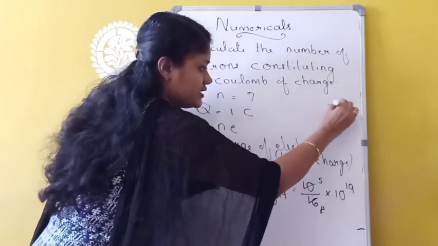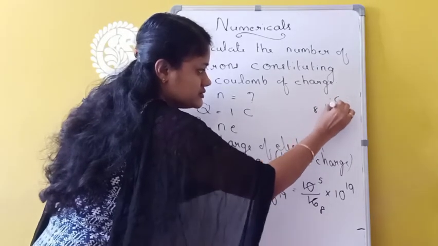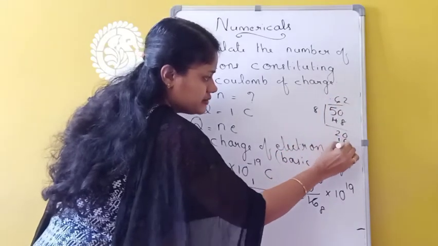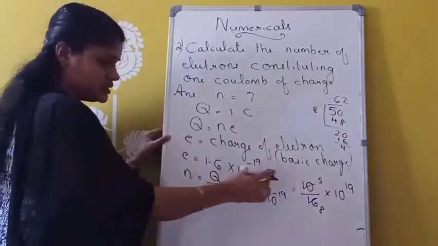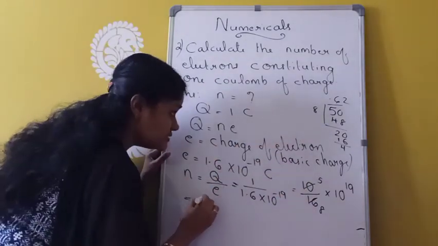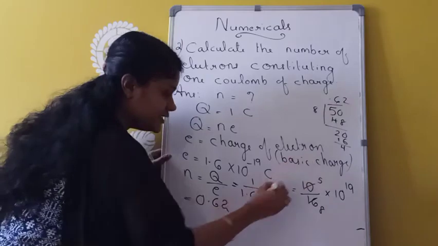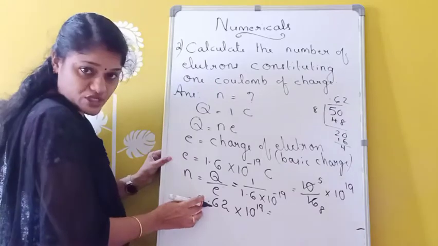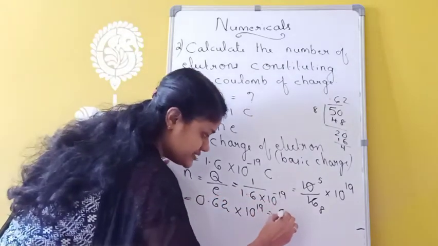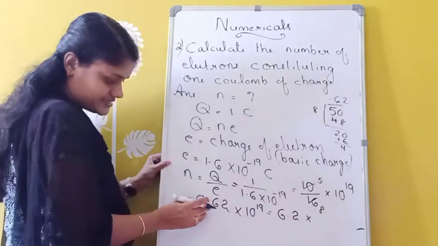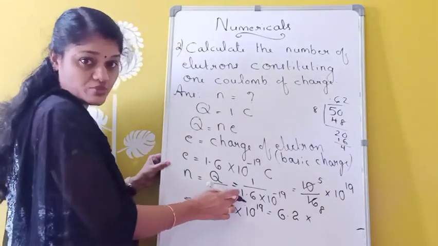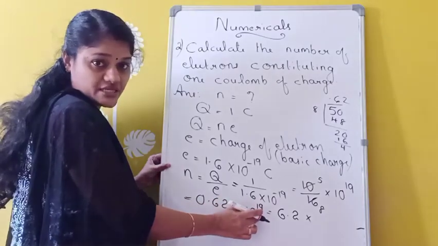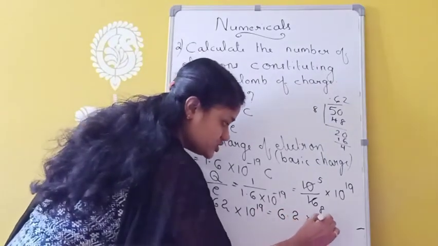So when I am dividing 5 and 8, I am getting nearly 0.62, into 10 raised to 19. But I am taking the decimal one place to the right, that means 6.2. So I can write 6.2 into 10 raised to minus 1 into 10 raised to 19. That becomes 10 raised to 18. So 6.2 into 10 raised to 18.